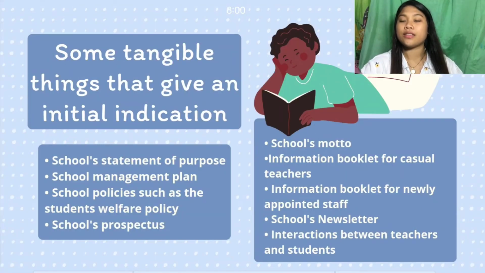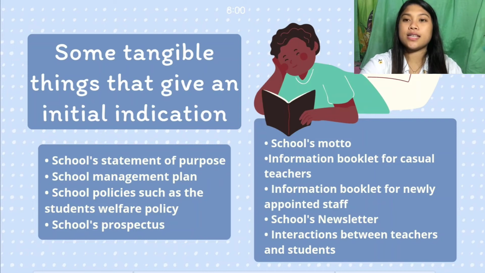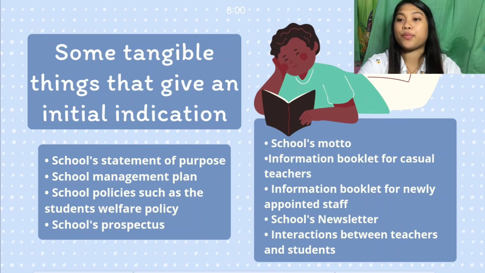In 1993, Starrett noted that becoming familiar with the culture of a particular school takes time. Here are some tangible things that may give an initial indication, including the following. First is a school statement of purpose. It is a critical piece of a graduate school application that tells admission committees who you are, what your academic and professional interests are, and how you'll add value to the graduate program you're applying to.